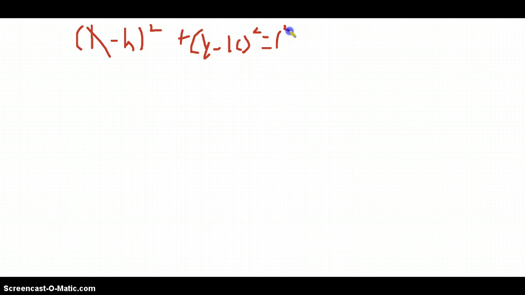So we have x minus h squared plus y minus k squared equals r squared. That's the basic formula of it, where the center is h comma k. So in other words, you're always kind of reversing the sign of your center, and you plug it in. And that's basically how you get your circle, and that's all you really need to know.